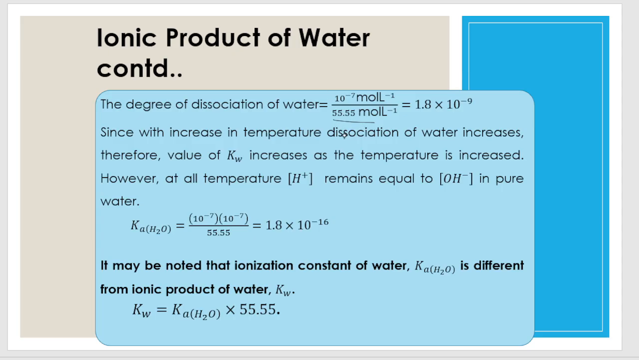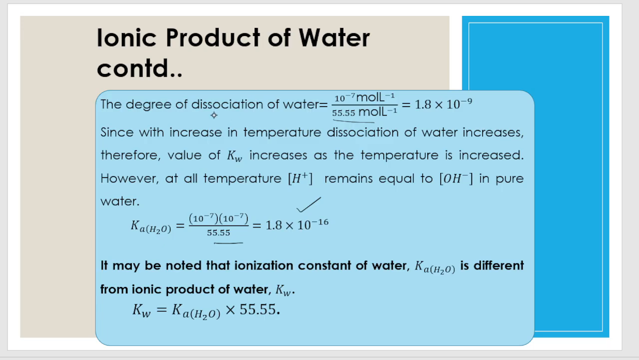And we have that 10 power minus 7, the H plus ion concentration and OH minus ion concentration. So 10 power minus 7 into 10 power minus 7 by 55.55. Then you will get 1.8 into 10 to the power of minus 16 as the answer. Okay.